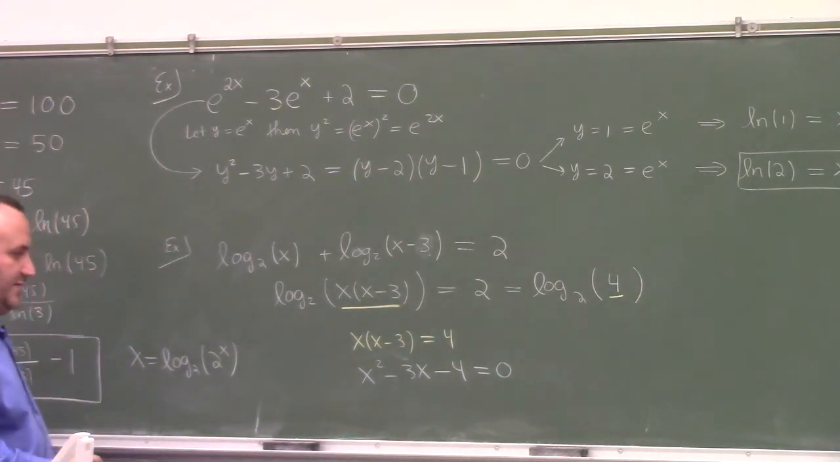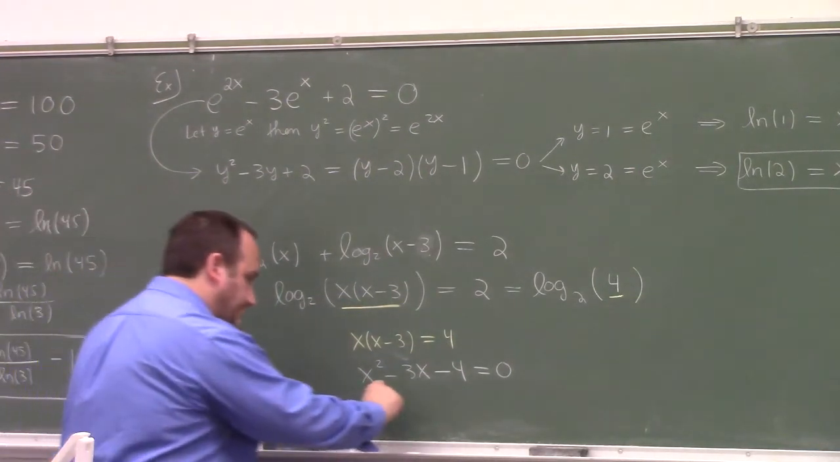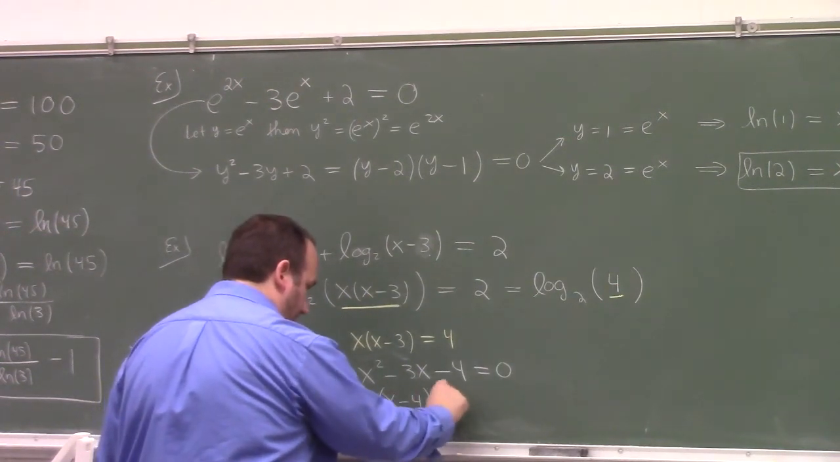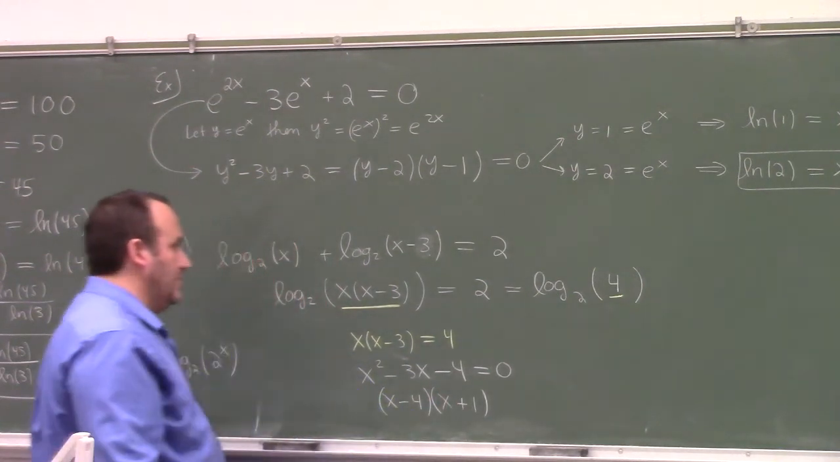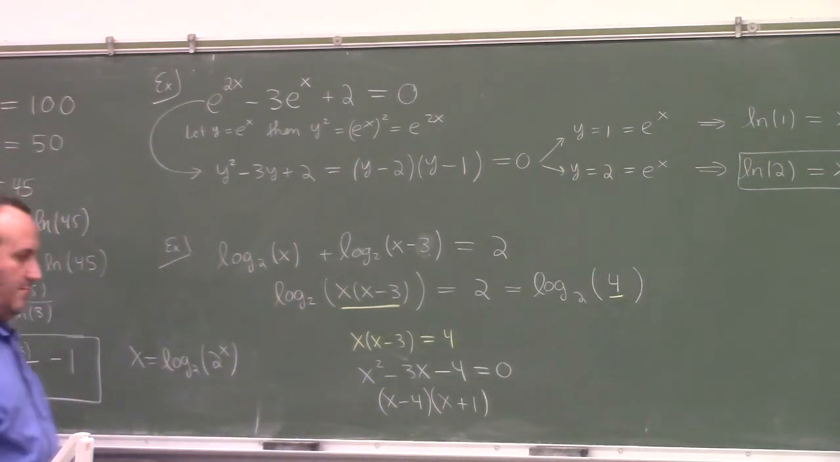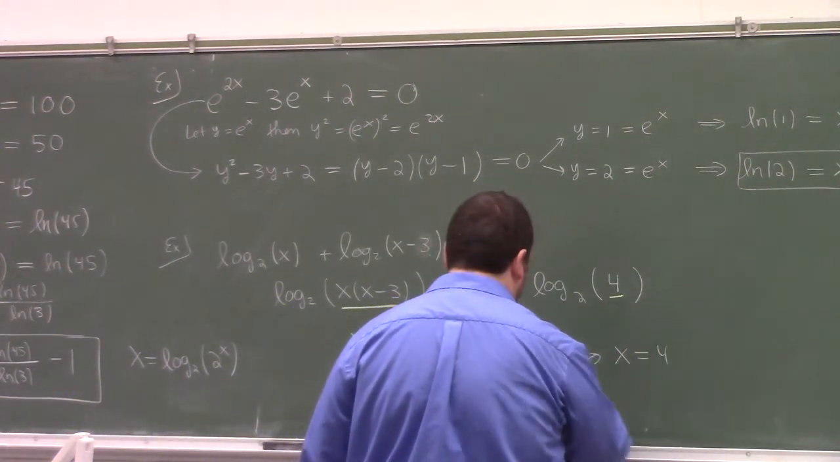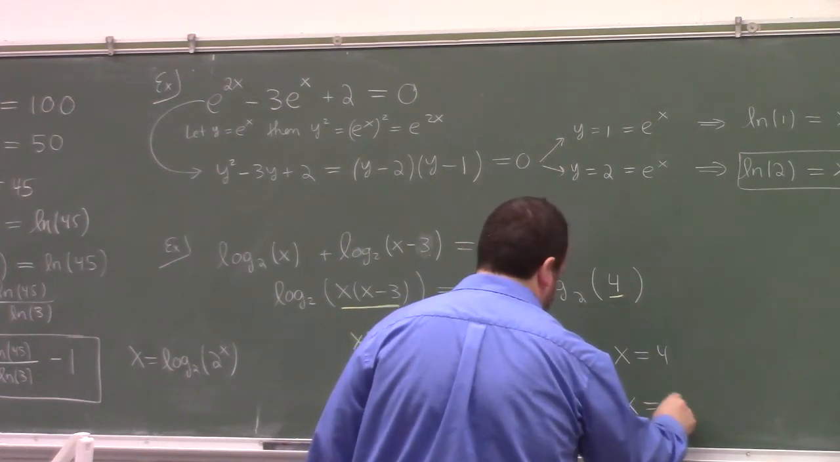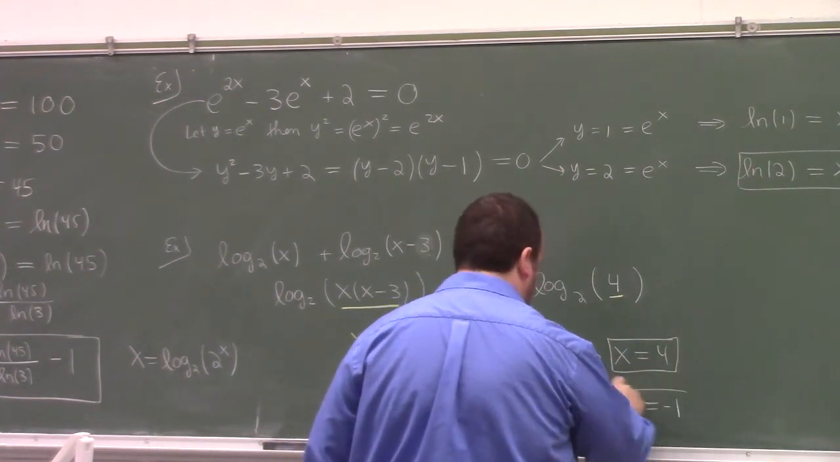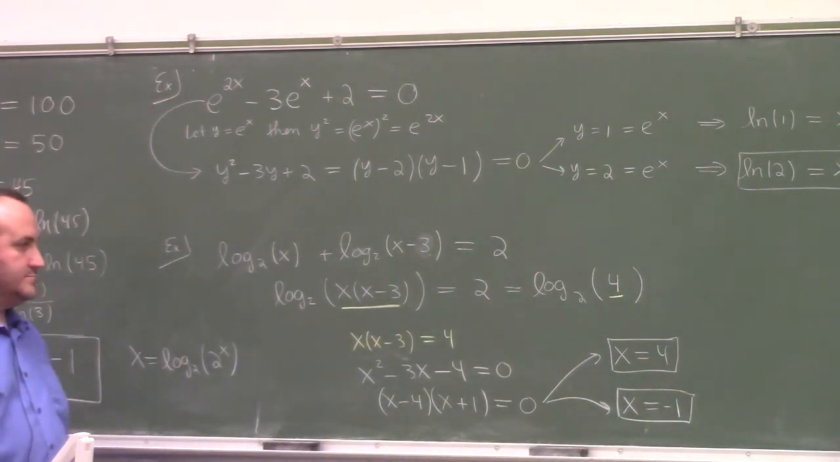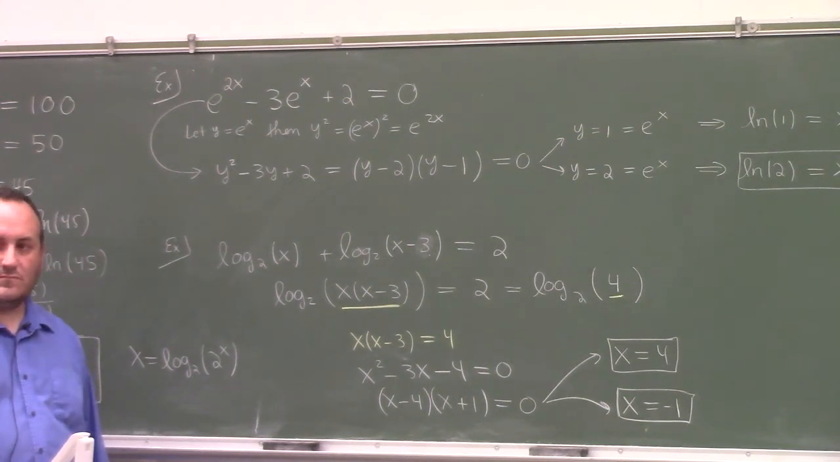And what does that give me? x minus 4 times what? x plus 1. So that gives me 2 solutions, right? x equals 4 and x equals minus 1. Game over, right? Wrong. Game not over. Remember, there's a string attached.